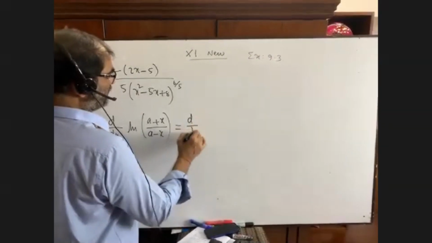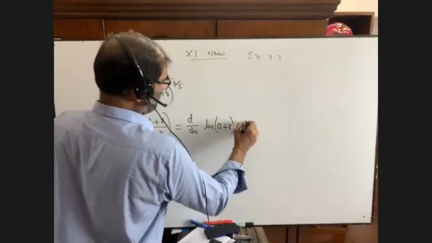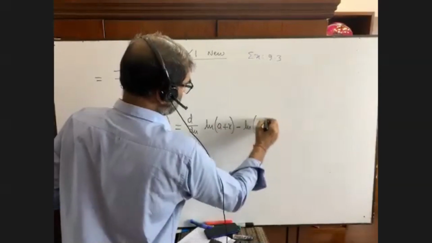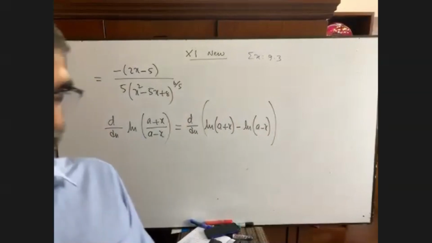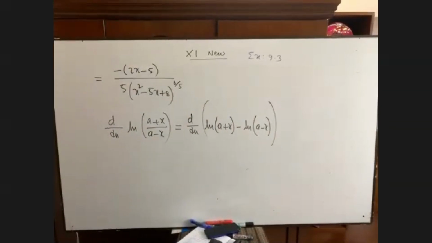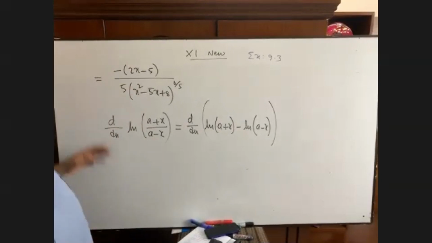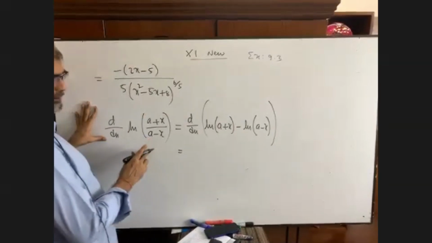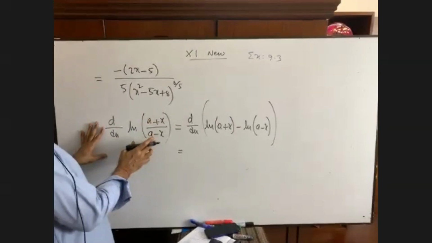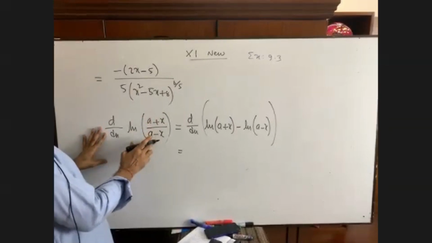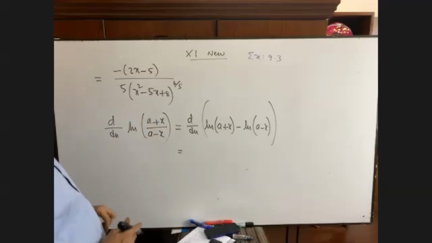Write down d by dx of ln a plus x minus ln a minus x. I think you have got me. During division, it is subtracted, right? Now you see, you're telling ln x, we can do, yes, 1 by x. When you go to differentiate this, it will be u by v. You understand? It is u, it is v. Please try to understand.